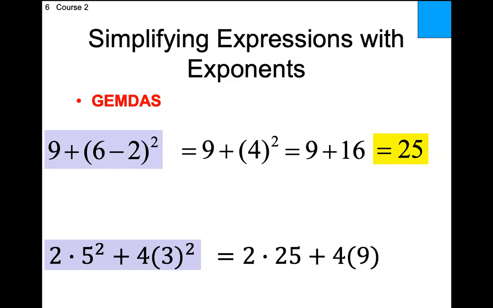What do you do first, Abby? Addition or multiplication? You must do multiplication from left to right. 2 times 25, or double 25s. And 4 times 9. Okay, and then you tell me what part of what we just went through is the challenging part.